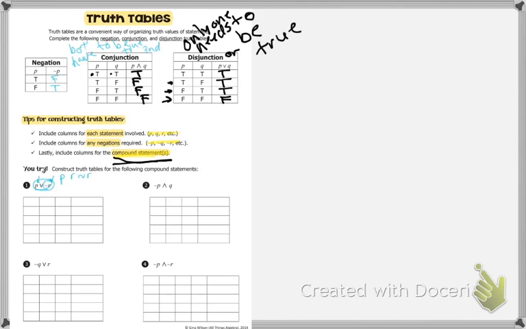The compound statement, which is P or not R. 1, 2, 3, 4. So P, R, not R, P or not R. This is how you're going to set up a truth table for 2 items or for 2 statements.